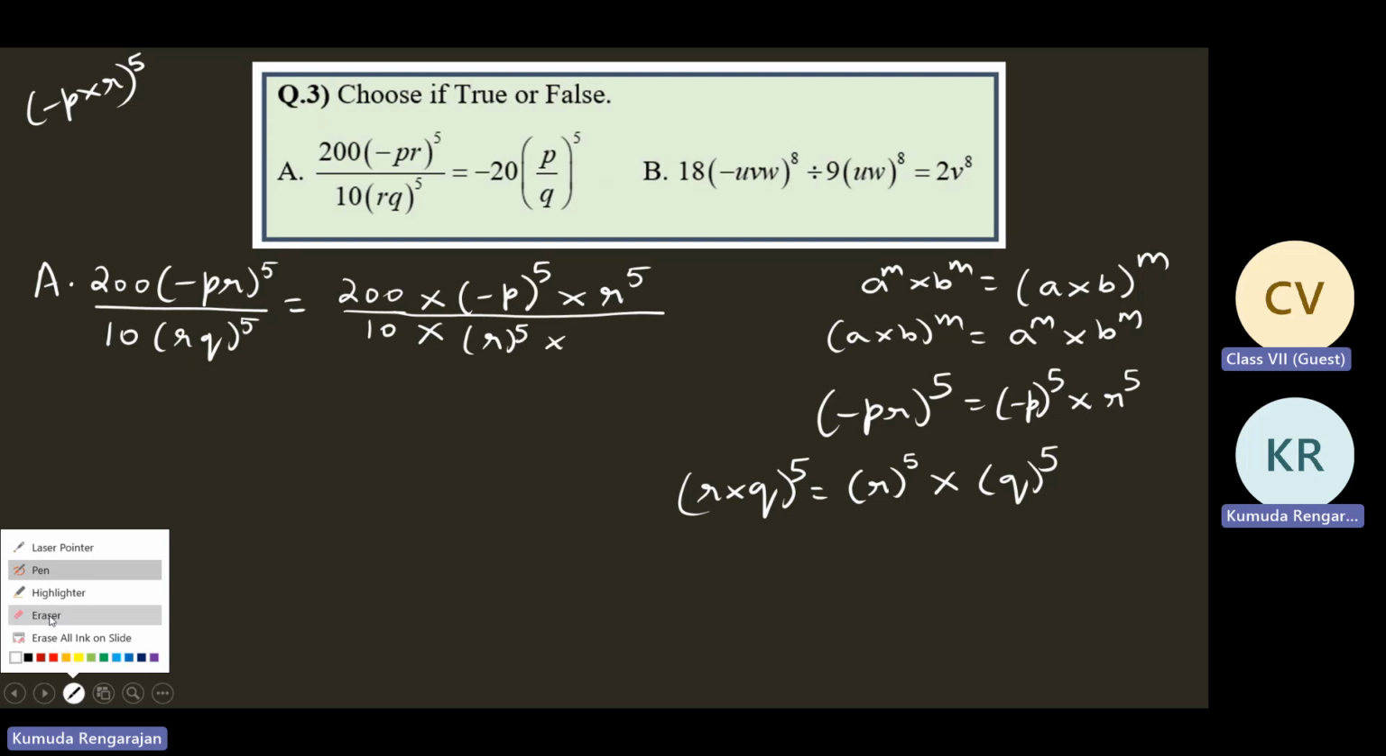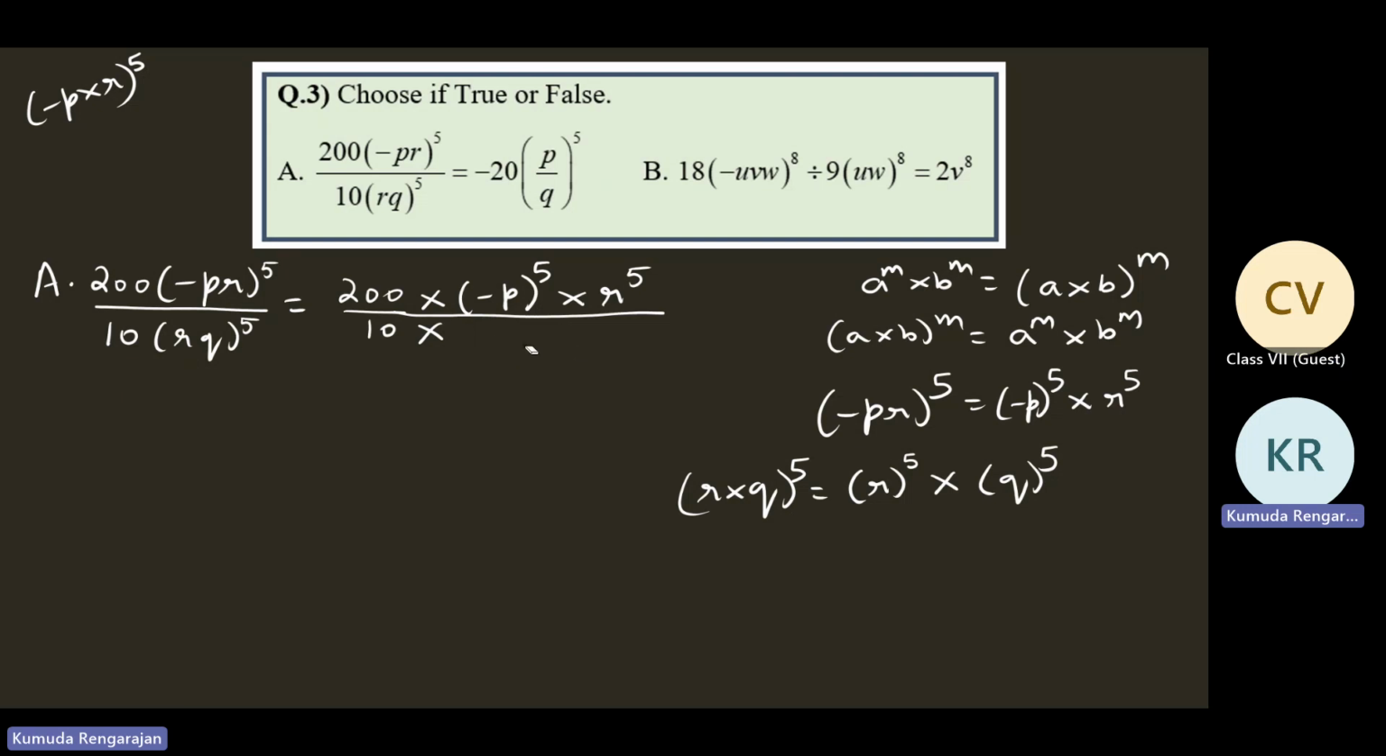Only when there's a minus, you should put a bracket. If there's no minus, you don't have to put a bracket. Only if there's a minus sign, you'll use a bracket. Now for this, you don't have to use a bracket. So you can just write R to the power 5 into Q to the power 5, correct? Yes, ma'am.